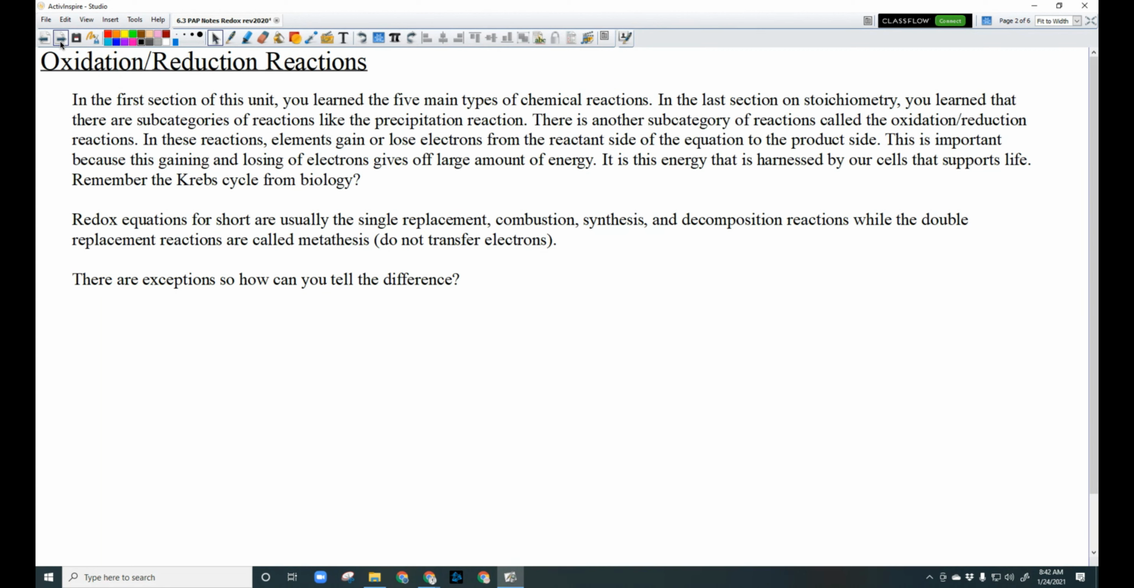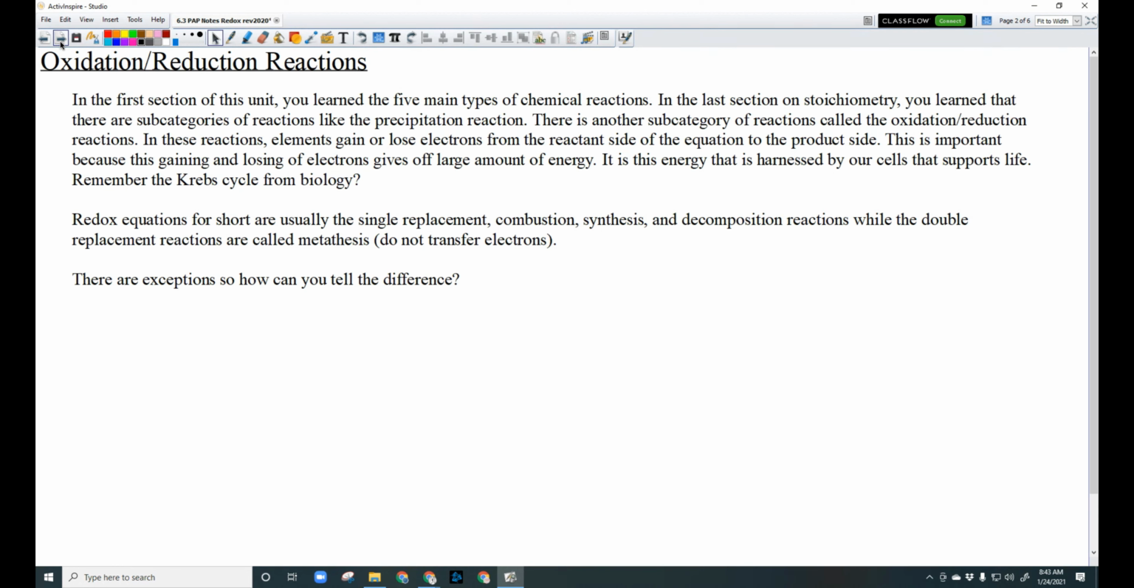And this is important because this gaining and losing of electrons gives off large amounts of energy, and it's this energy that's used by the cells in our body that support life. So if you'll remember back to biology last year, you may have studied the Krebs cycle or the ATP cycle, sometimes is what it's called from biology, and this is a great example.